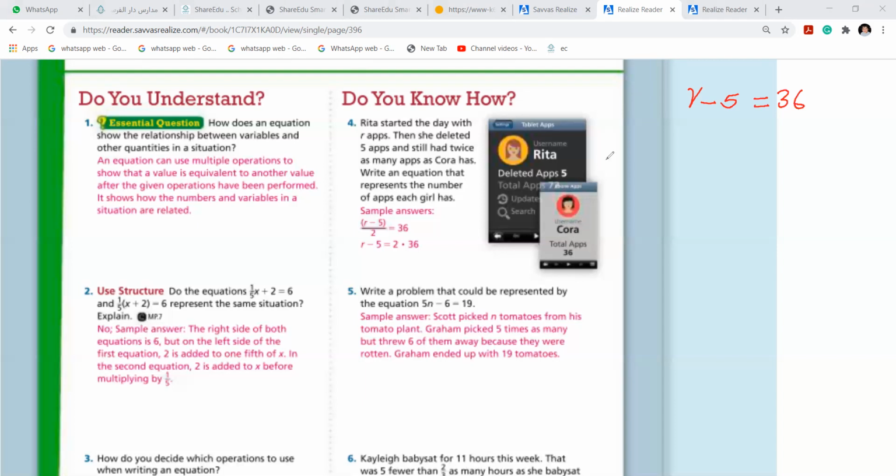Why did I divide it by 2 girls? Because there were 2 girls. R minus 5, I divided by 2 because there were 2 girls. I know this is a tricky question. First of all, Rita started the day with R apps. She deleted 5 and still had twice as much as Cora.